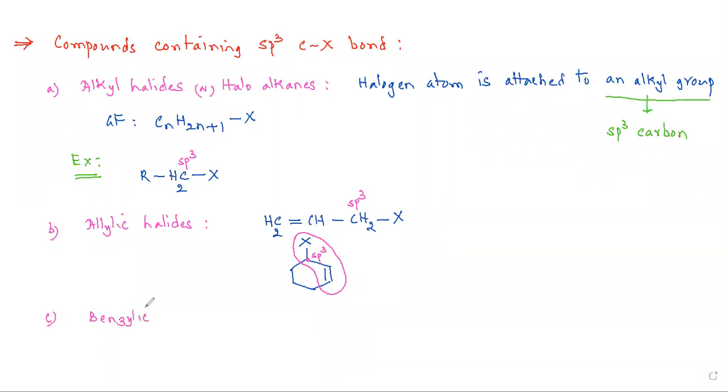Next, benzylic halides. We know that a carbon atom connected to a benzene ring is called benzylic carbon. Okay. So this is again sp3 type. This part is called benzylic. Okay. So based on the type of hybridization of carbon to which the halogen atom is connected, we have two varieties. This is the first one, in which again we have three different varieties.